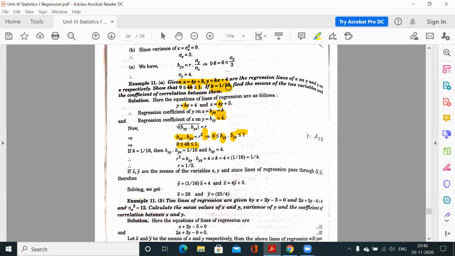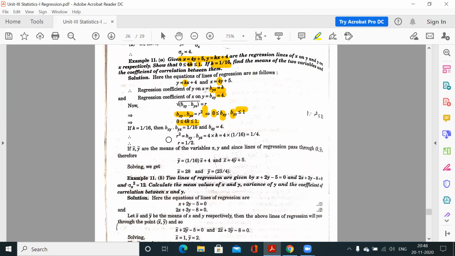Now if k is 1 by 16, find the correlation coefficient. So now we have the value of k, 1 by 16. So the bxy is already 4, and byx is k, so byx is 1 by 16 because k is given to us. So r square is the product of these two values. So bxy is 4 and byx is k, and k is 1 by 16. So r square is 1 by 4. So r would be 1 by 2.